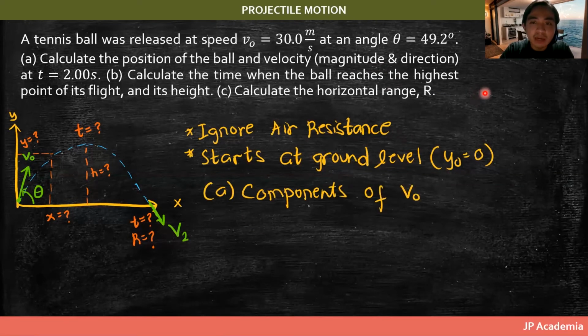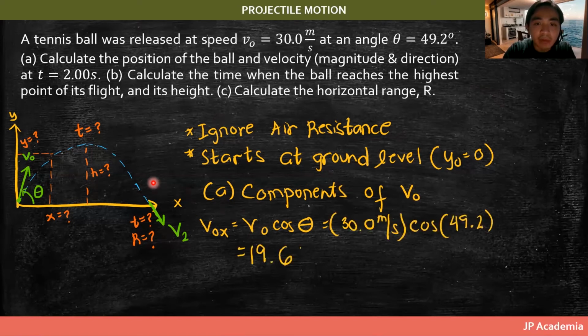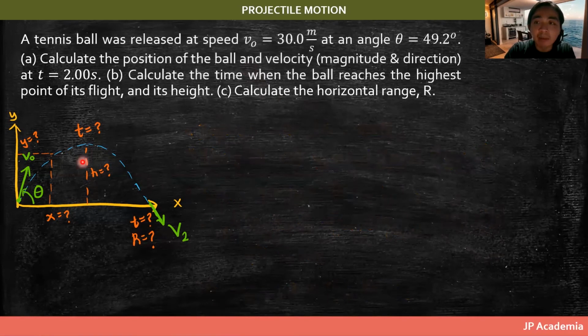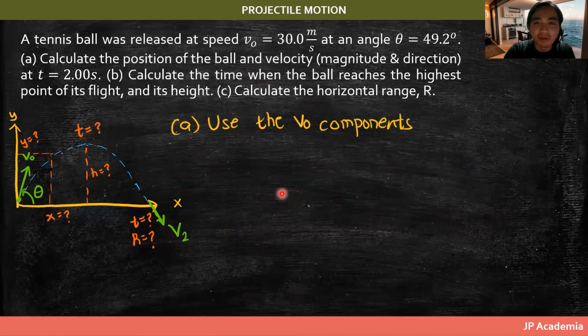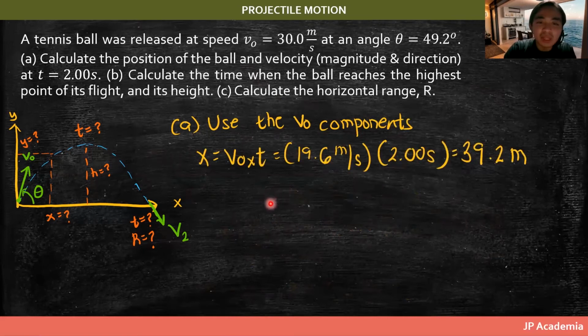Okay? So for letter A, ang pwede natin gawin muna ay get the components of the v naught here. So for the horizontal component, we have 19.6 meters per second. So madali lang kasi binigyan naman tayo ng theta and the magnitude niya which is the speed 30 meters per second. Same with your y component, ganun lang din, and we will have 22.7 meters per second. Okay, pero hindi pa doon natatapos yun, of course, kasi components pa lang yun eh. Gagamitin natin components na yun, mainly to get the x and the y positions.